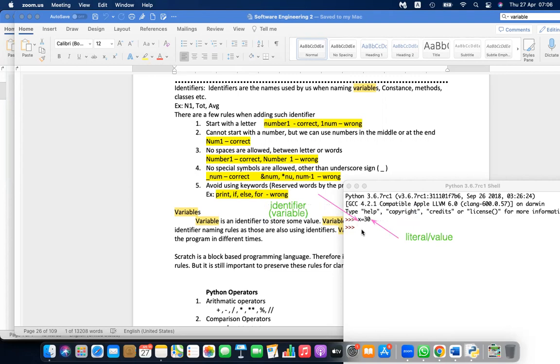So here the value initially is 30. If you try to print x, it prints 30, but you can change it. Maybe you can say x equals x plus 2. Now if you try to print x, the value will be 32. That means x can be changed. The letter x is not changing, but the literal value inside it can change.